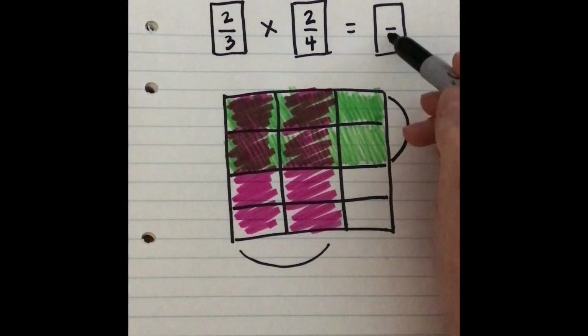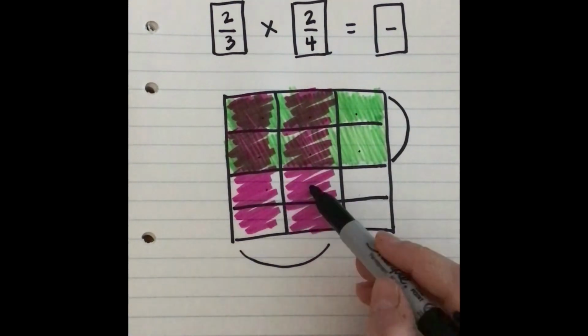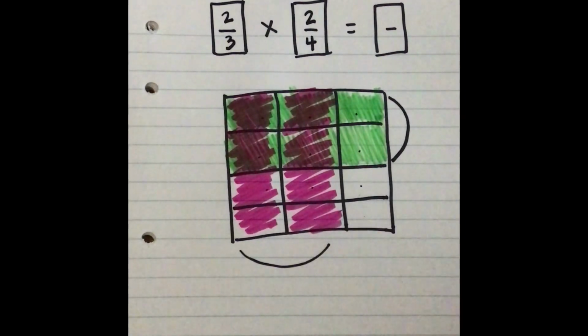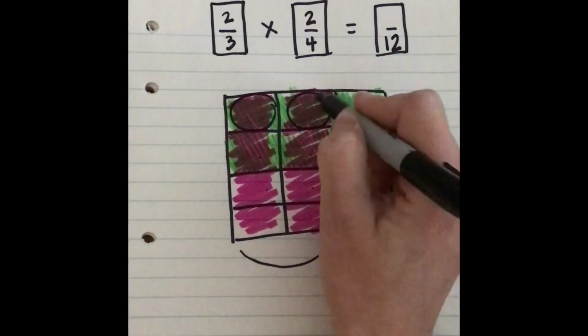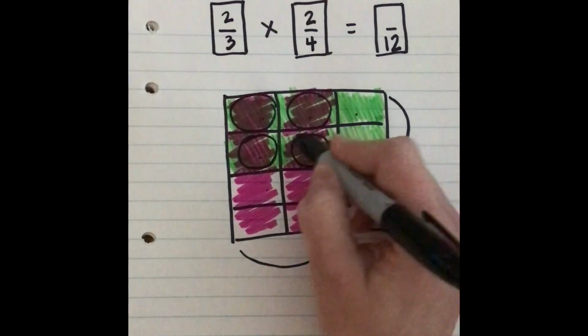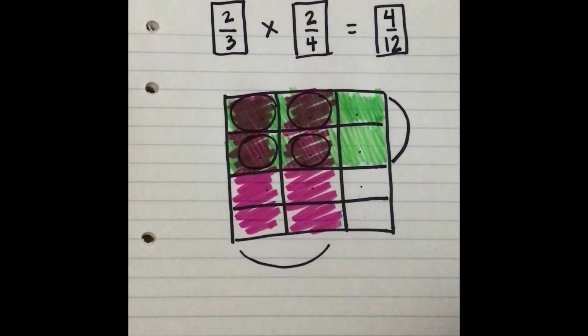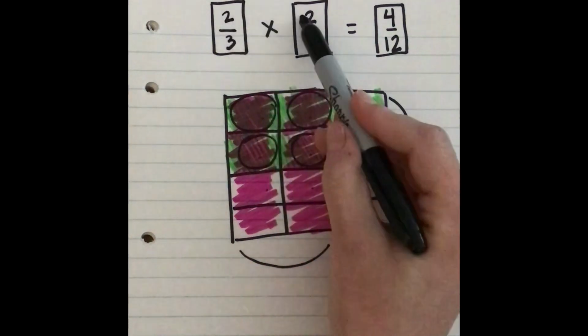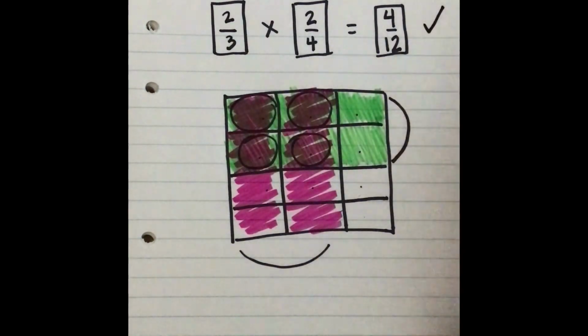That's going to be our denominator. 1, 2, 3, and so on up to 12. And then of those 12, how many have both colors that are shaded in? 1, 2, 3, 4. Now we can check on this and see our standard algorithm. 2 times 2 is 4, 3 times 4 is 12, and that checks out.